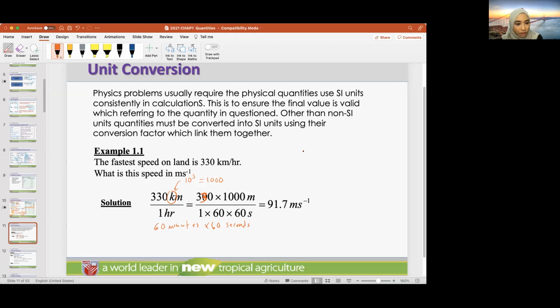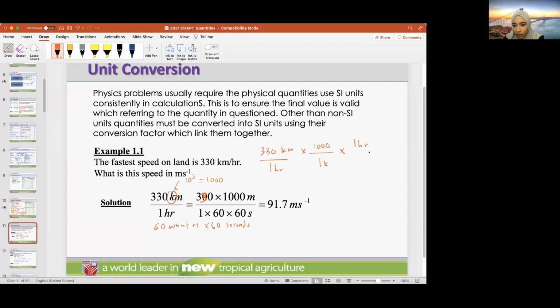But I don't actually like this method. My preferred method is 330 kilometer over 1 hour. I want to convert this quantity into meter per second, right? Okay, so I want to get rid of the kilo. I want to maintain the meter. So what should I do? I want to get rid of kilo, right? So 1 kilo is equal to 1,000 times. I want to get rid of hour down here. So I should cancel it up here.